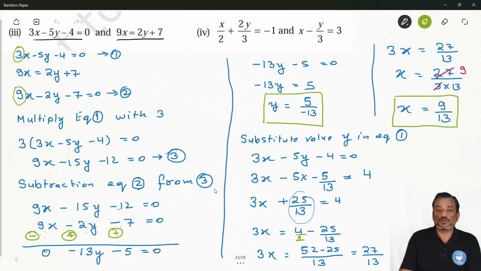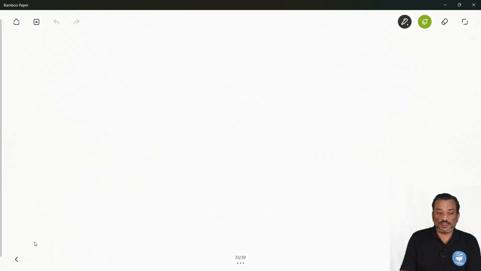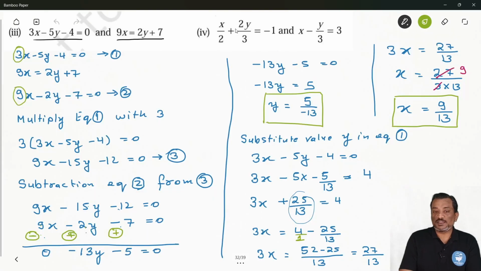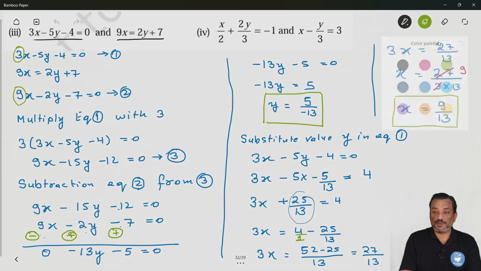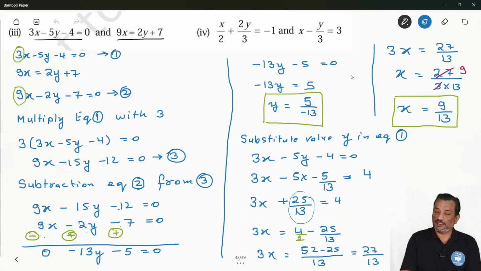So the fourth question is also given in fraction form. First it says x over 2 plus 2y over 3 is equal to minus 1. And the second one is x minus y over 3 is equal to 3. Okay, we will solve this equation also in an easy way, without much complication, very easily.